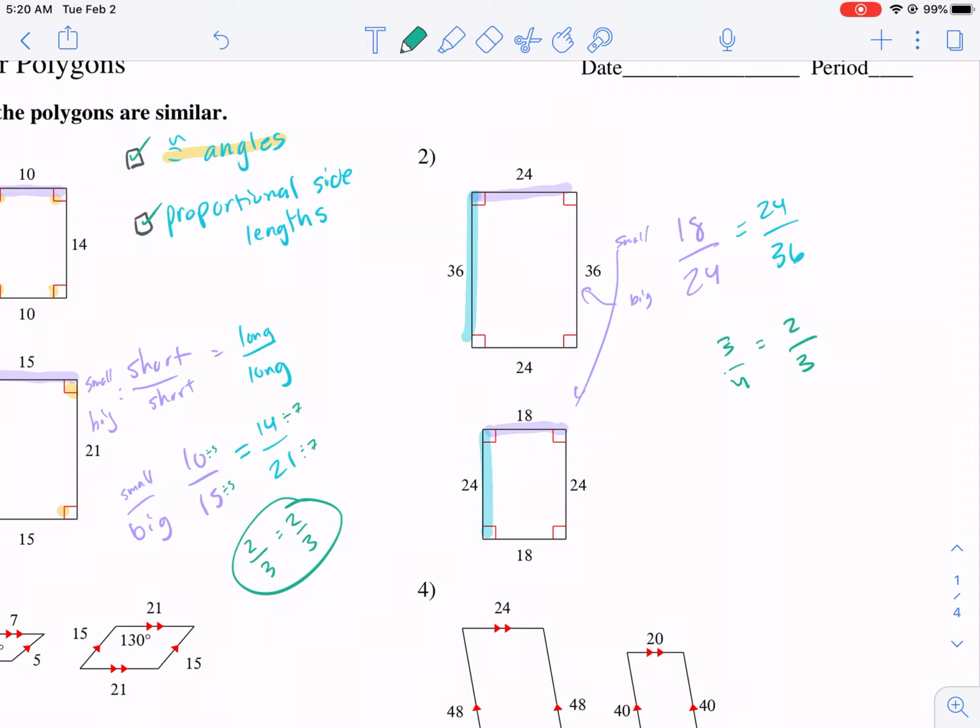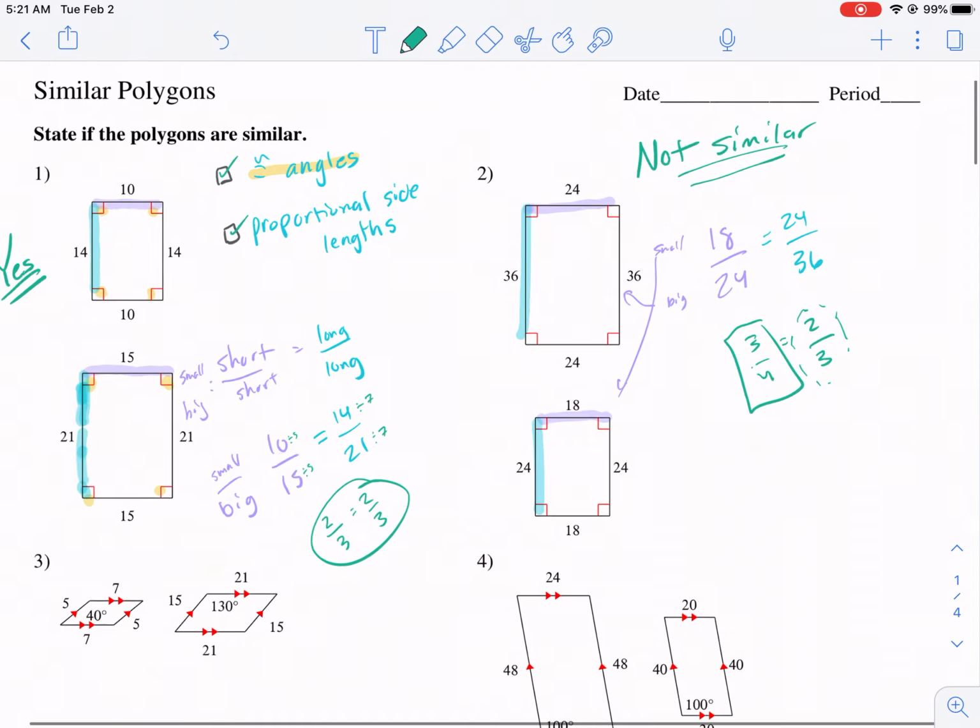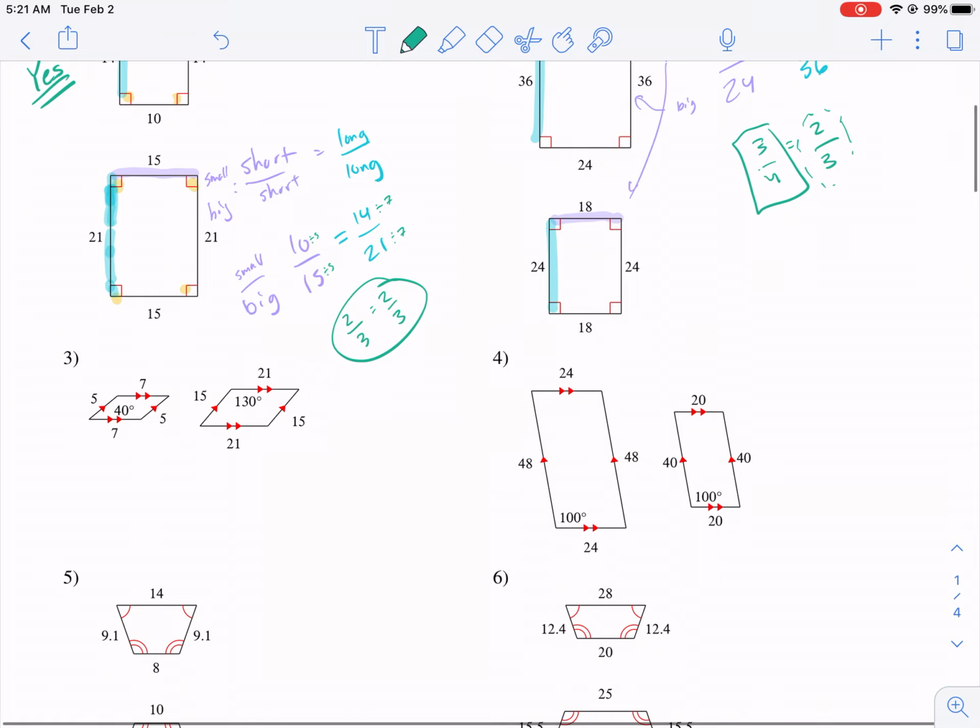Okay, so this one is not proportionate. Notice how we had a 3 to 4 ratio of the small one to big one for the short side, but then a 2 to 3 ratio for the long side. So this one is not proportionate. This one is not similar. Okay, so that's how you go about this exercise. And you can do that with all of these.